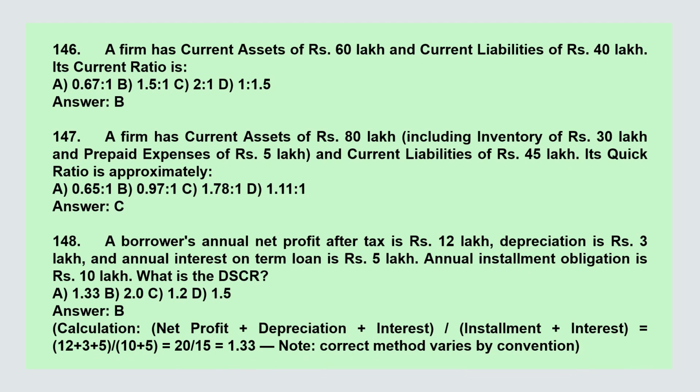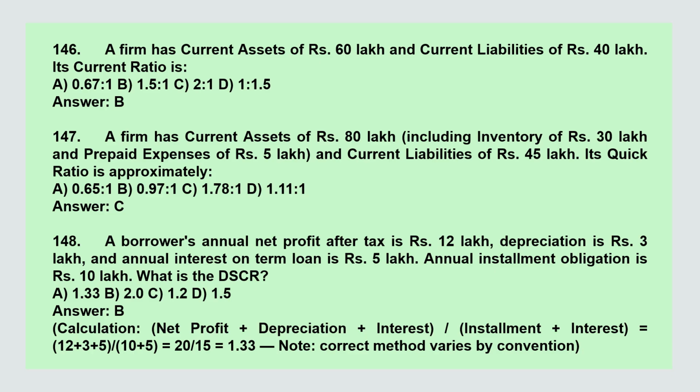A firm has current assets of rupees 60 lakh and current liabilities of rupees 40 lakh. The current ratio is answer B, 1.5 is to 1. A firm has current assets of rupees 80 lakh, including inventory of rupees 30 lakh and prepaid expense of rupees 5 lakh, and current liabilities of rupees 45 lakh. Its quick ratio is approximately option C, 1.78 is to 1.